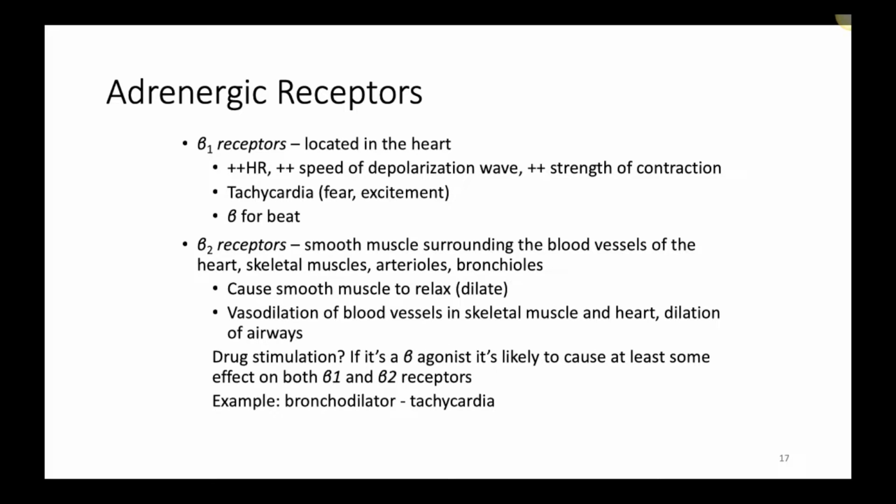The adrenergic receptors. So I will give this to you as a cheat sheet because it's good just to have this in front of you, if you're in my class and you're listening to this, in order to review. So beta 1 receptors and beta 2 receptors. Essentially, beta 1 receptors increase the heart rate, the strength of contraction by the cardiac muscles, and the speed of depolarization wave through the heart's conduction system.